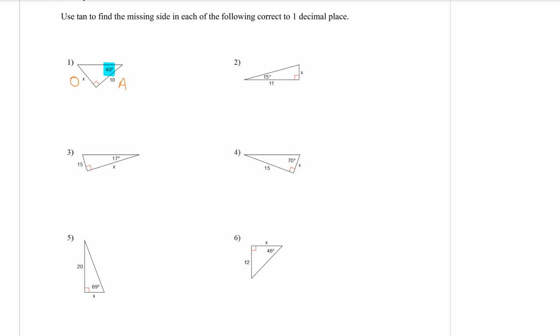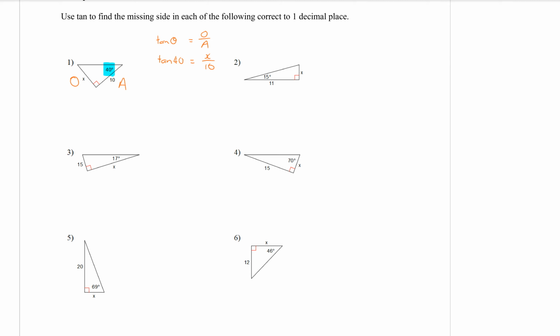Okay, so we're going to be using tan. We write the formula down. Tan theta equals O over A, opposite over adjacent. Second line, we substitute in. The angle we're given is 40, so it's going to be tan of 40 degrees equals, the O is x, and the adjacent is the 10.